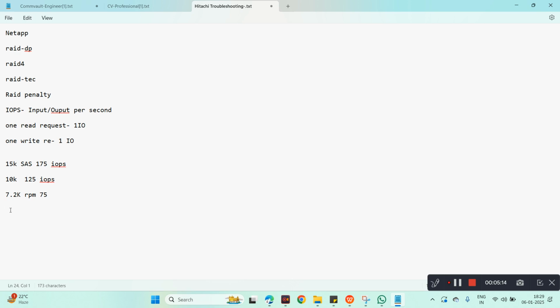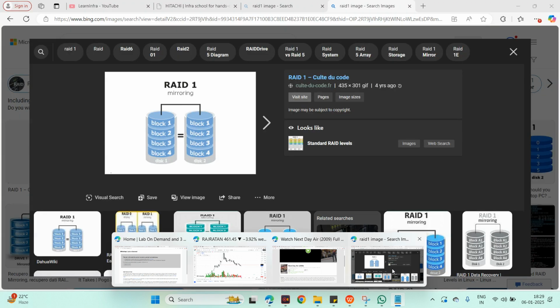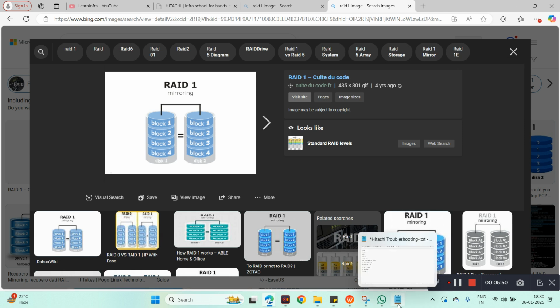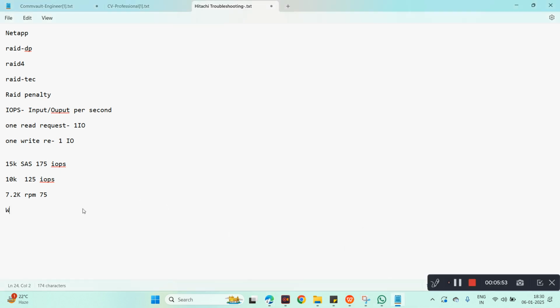Before that, I think it's better to give an example of RAID 1. RAID 1 is mirroring, so when you write data, it will be written twice. You can check here: when block 1 comes in, another copy of block 1 is written to another disk, so the data is duplicated. For one write, two writes take place, so you have to write on each disk. That's the reason the write penalty of RAID 1 is 2.